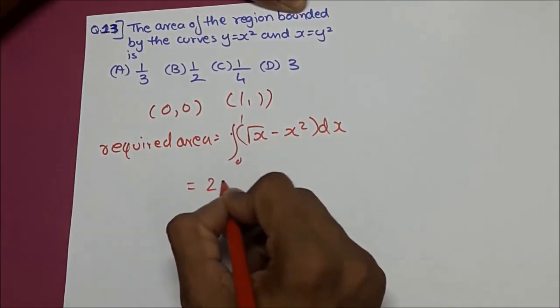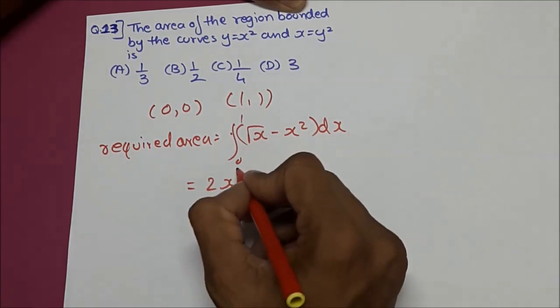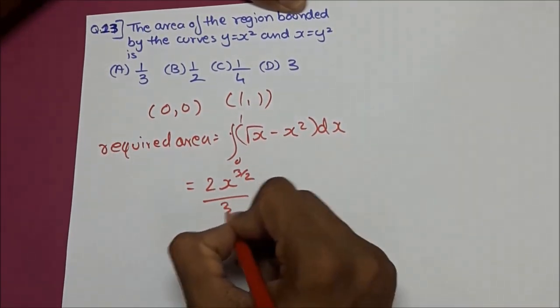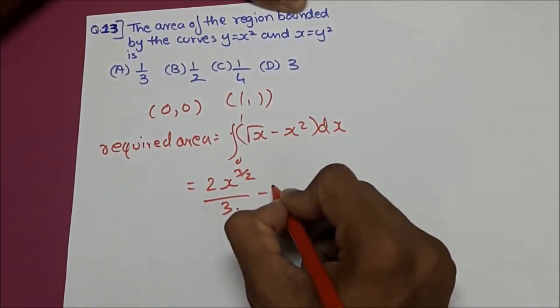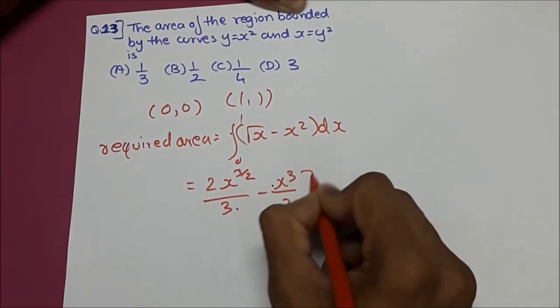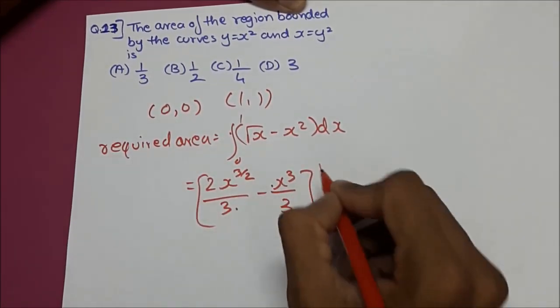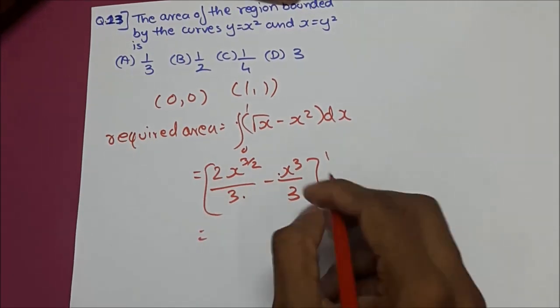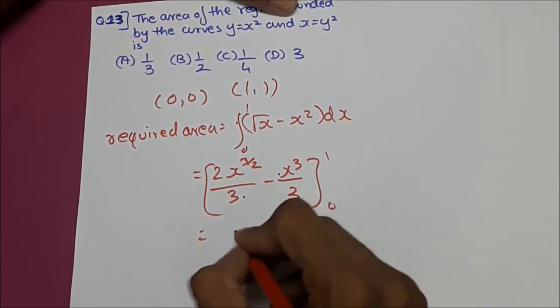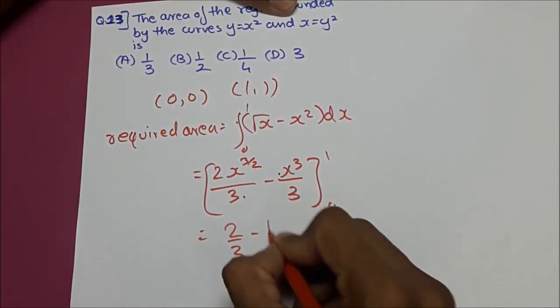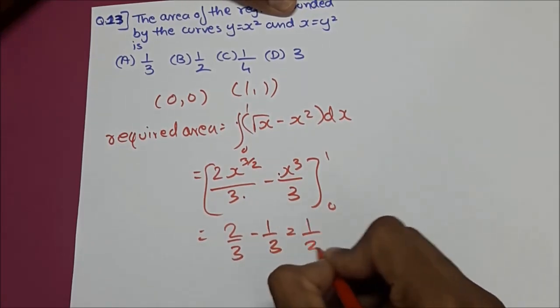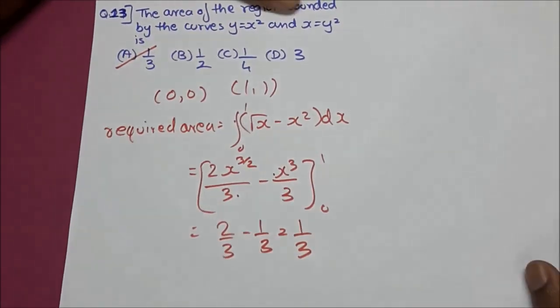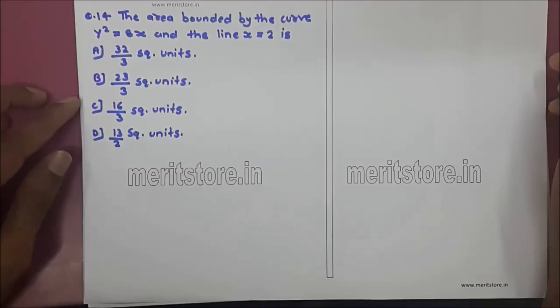We integrate this, we get 2x raised to 3 by 2 upon 3 minus x cube upon 3, from 0 to 1. So we substitute the limits in x. We get 2 by 3 minus 1 by 3 equal to 1 by 3, which is option A. Option A is the correct answer.